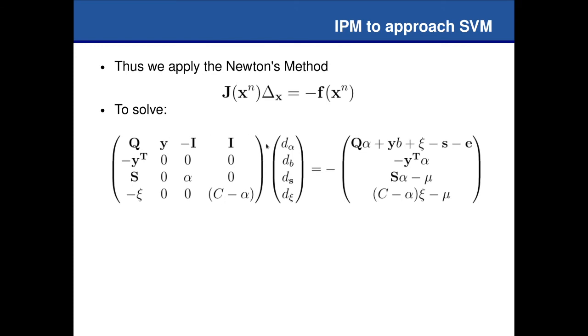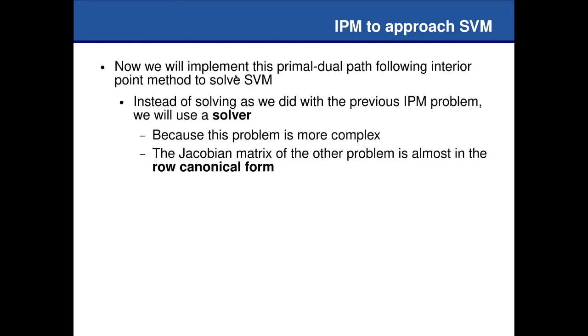Now I need to make the product of this Jacobian by the deltas. You guys remember, delta alpha, delta B, delta S, delta psi, making that equal to minus f of alpha, f of B, f of S, f of psi. All my f's. Remember, for some initial point, for some initial solution. Okay. Now implement this primal dual path following interior point method to solve the support vector machine.